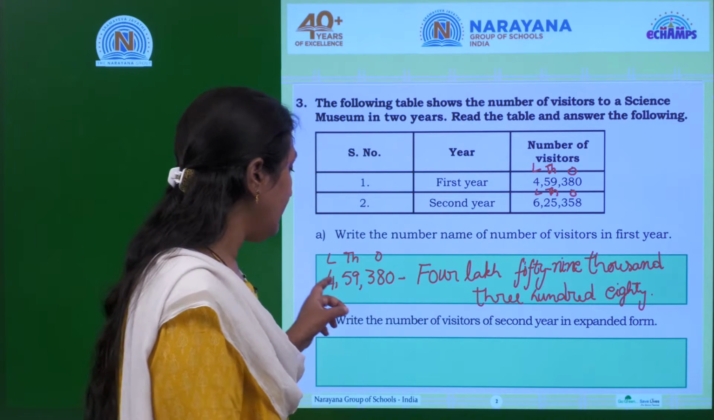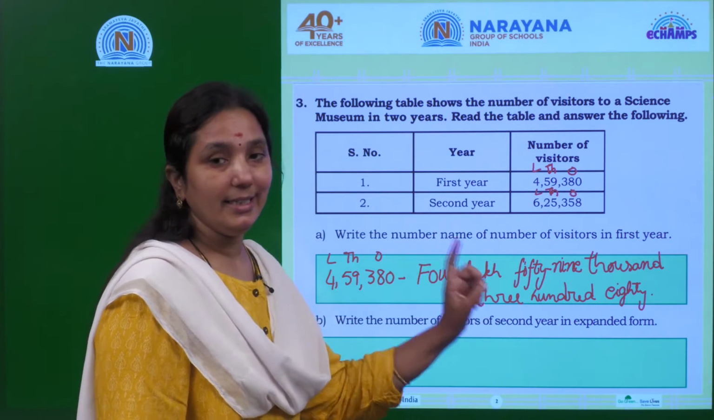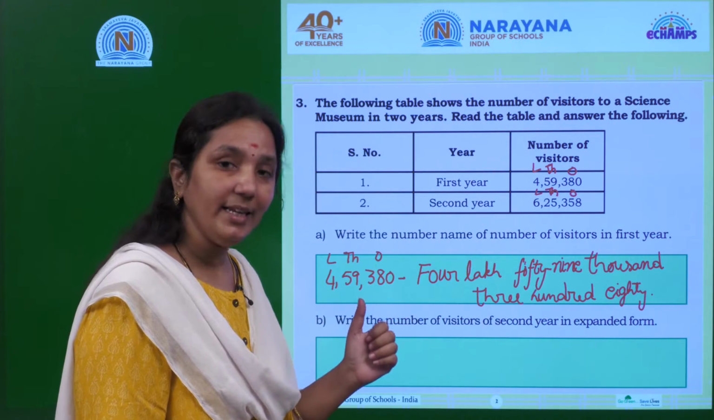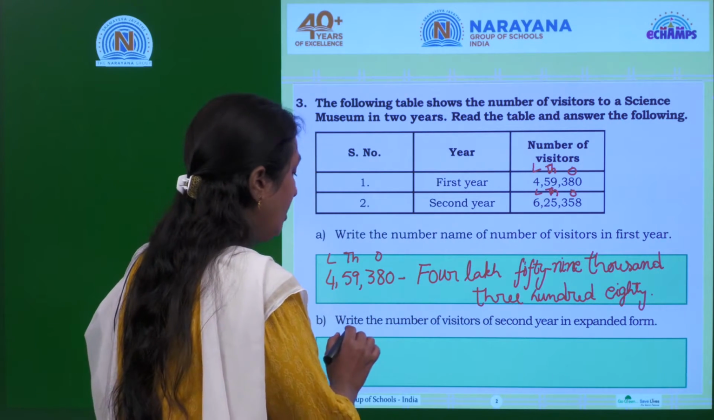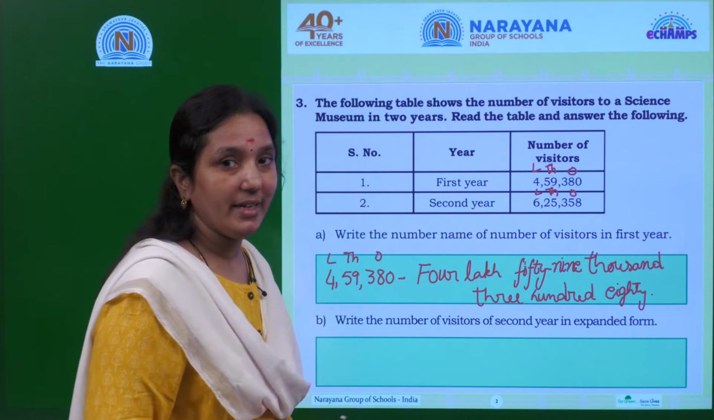59,380. So once again, the number name is 4,59,380 in number of visitors in first year. Coming to next one, write the number of visitors of second year in expanded form.